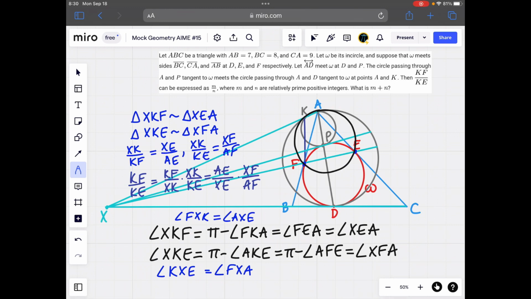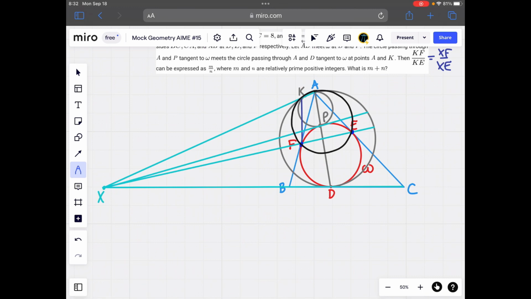But if you notice, AE equals AF, because they're both tangents to omega at A. So we can cancel them out, and we're left with XF over XE. So all that remains is to find XF over XE, and then we're done. We can do that using Menelaus's theorem. If we have a triangle AFE and a transversal that passes through X, the only one that doesn't pass through A, F, or E here is XBC. So we use it on triangle AFE with transversal XBC.